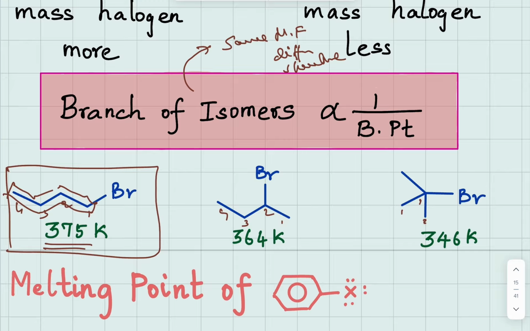So if it is 1, 2, 3, 4, now I have the branches. So now what will happen? It's 364 Kelvin. Here I have more branches present, so obviously the boiling point keeps on decreasing. So why does this happen? More branching reduces the surface area, which means it weakens the intermolecular forces and therefore lowers the boiling point.